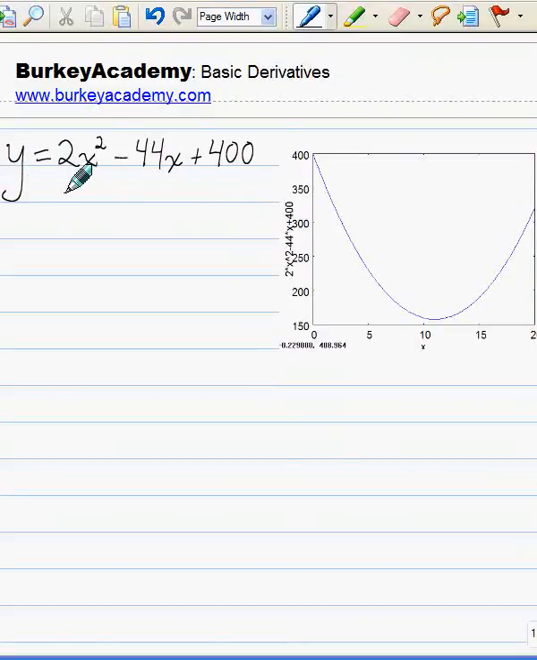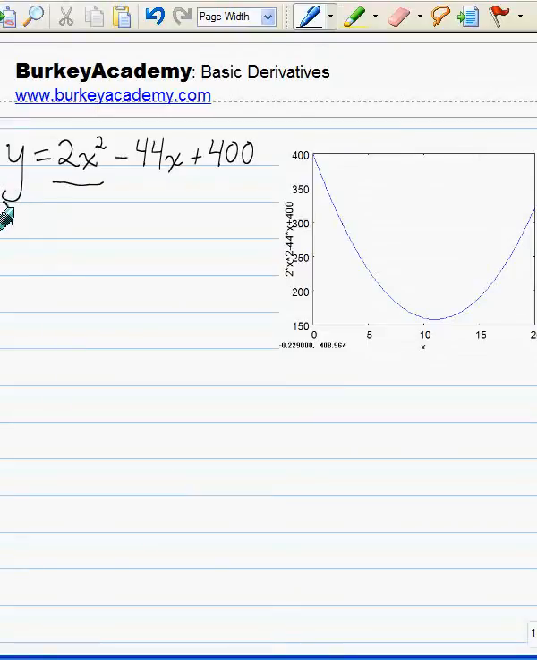Y equals 2x squared minus 44x plus 400. And take a derivative of it. The basic rule for taking the derivative of polynomial terms is to take a term like 2x squared here, and what we want to do is multiply by the exponent, and then subtract 1 from the exponent. It's a simple rule that always works. So let's take the derivative.